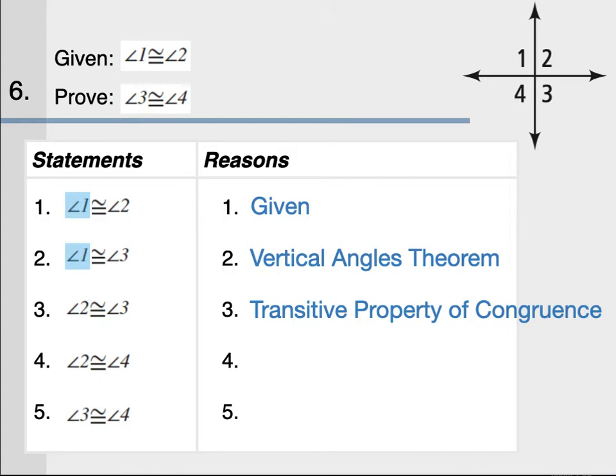Step 4, if you look at your diagram, angle 2 and angle 4 are vertical angles to each other. So that's how they figured out that equation. It's vertical angles theorem.